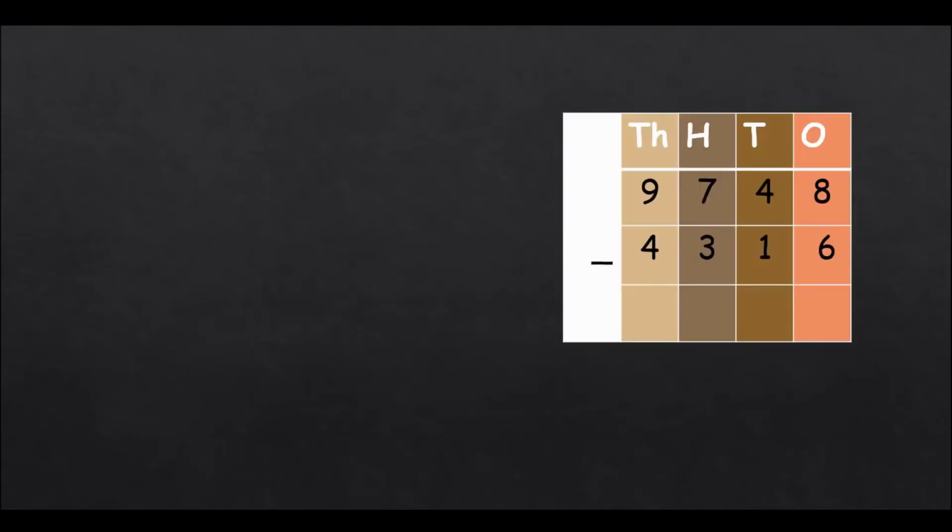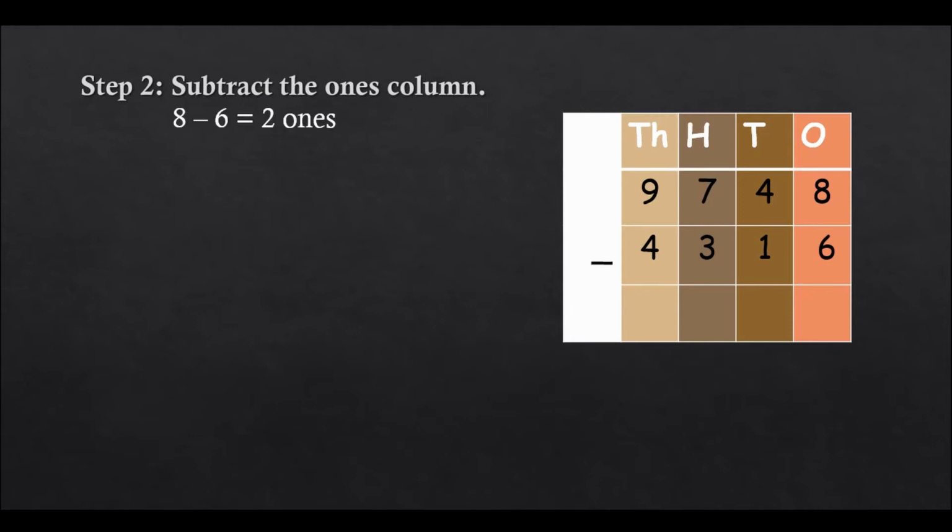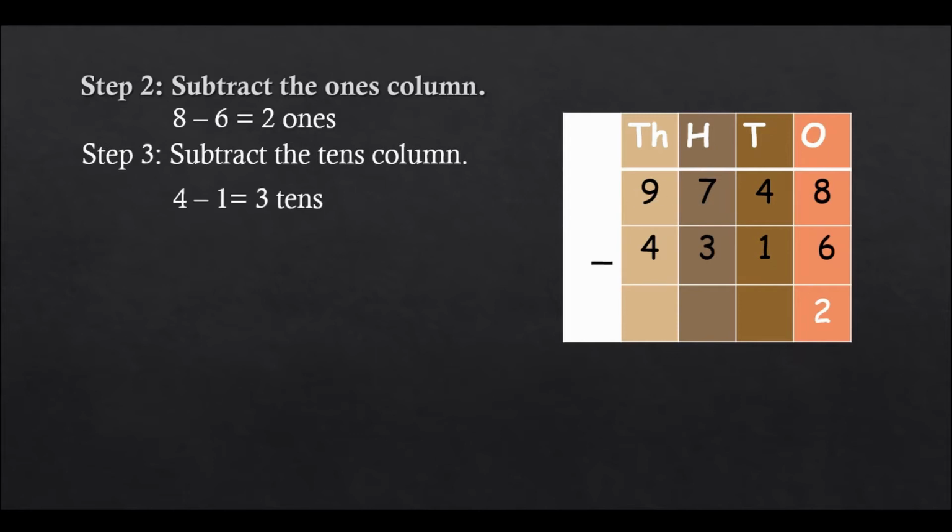Now we can start our subtraction process from the ones column. In the ones column, we have to subtract 6 from 8, that is 2. You have to write 2 in the respective box. Then the next column, the tens place column, 4 minus 1, that is 3 tens. You can write it in the box.